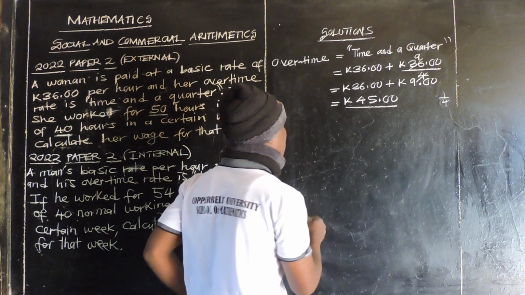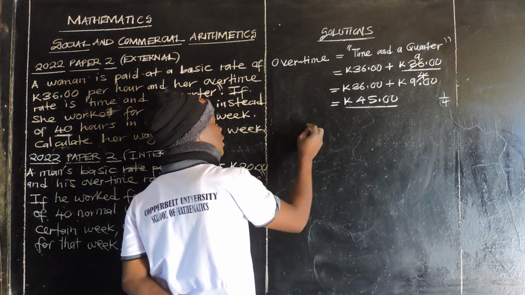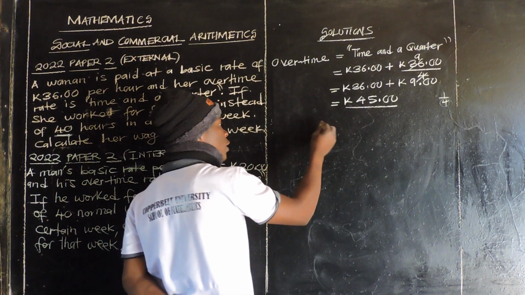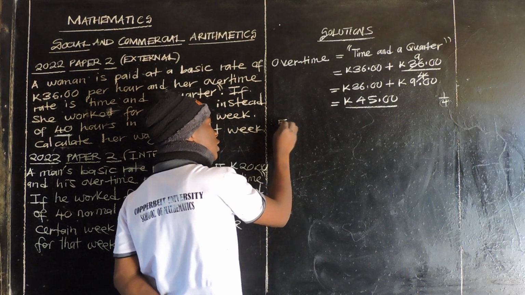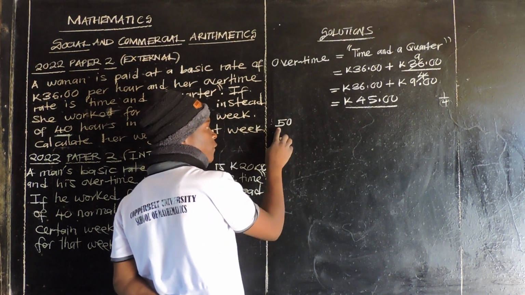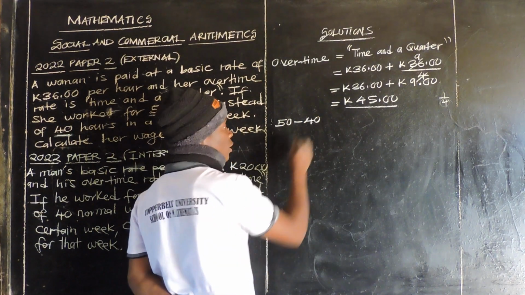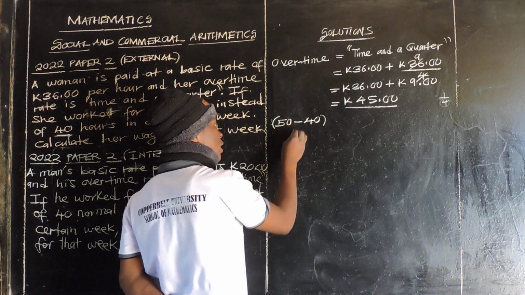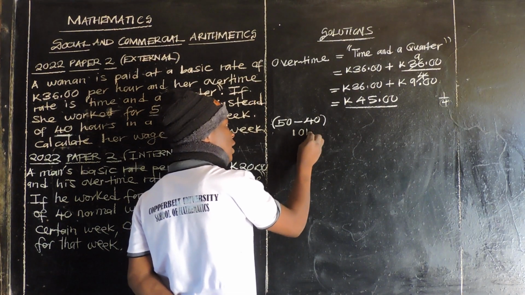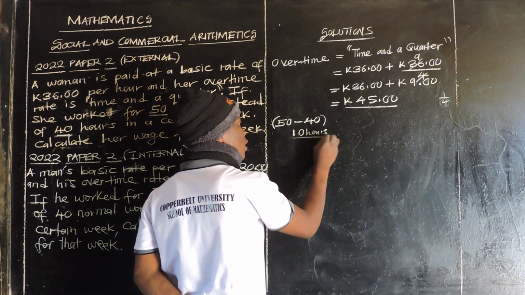So what we are saying is, in this case, she worked for how many hours? Since she worked for 50 hours, we say 50 minus what? 40. Minus 40. Are we together? Yes. What do you get? 10. You get 10. So these 10 hours were the overtime hours.